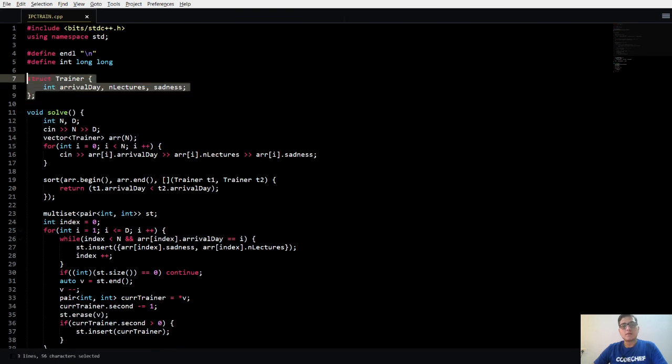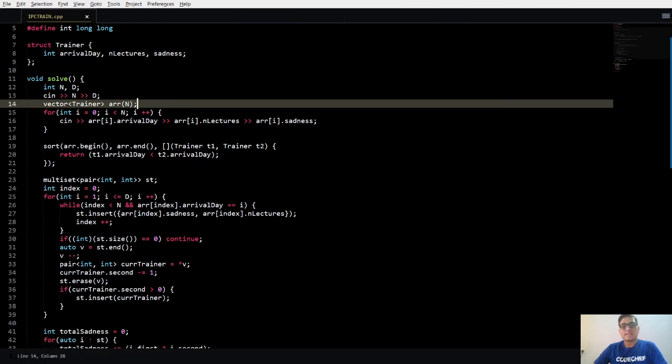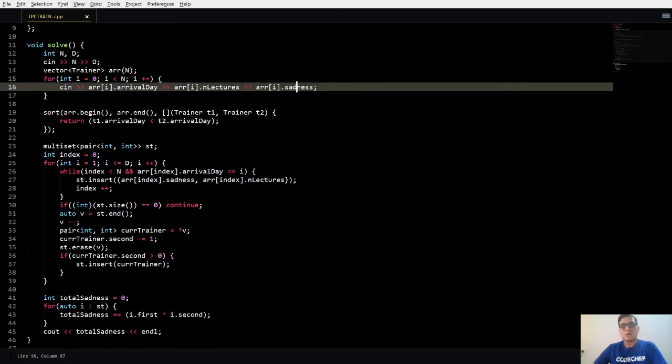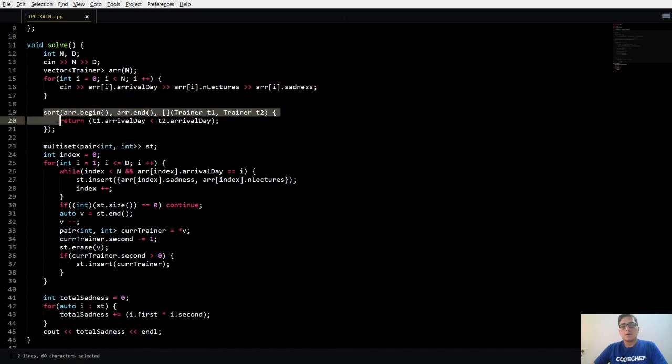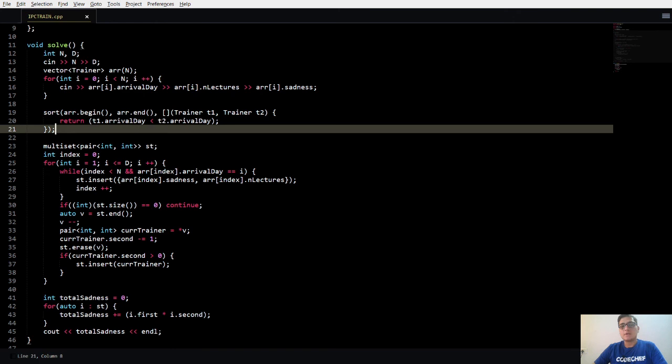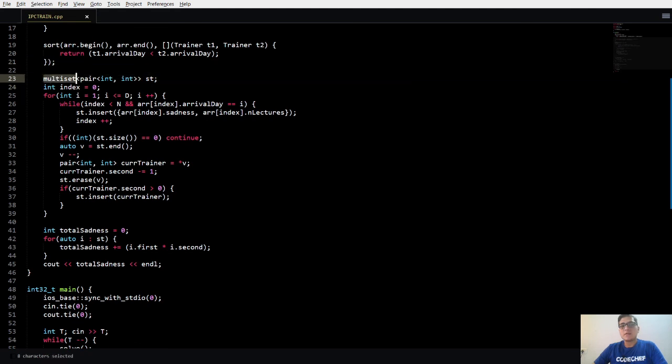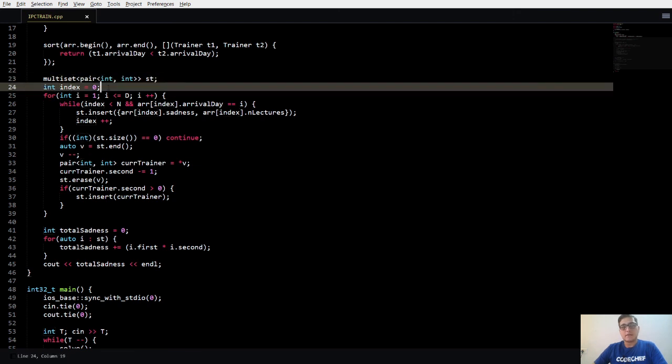So I've created a struct to store the trainer object. Then I create a vector of size n to store all the trainers. Then I take the input. Then we sort the trainers according to the arrival day. Why? Because we need to process the trainers that arrive early first than the trainers that arrive late. We create this multiset of pair of int to store the sadness value and the number of lectures that are left. Index is a variable that will point to the current trainer.